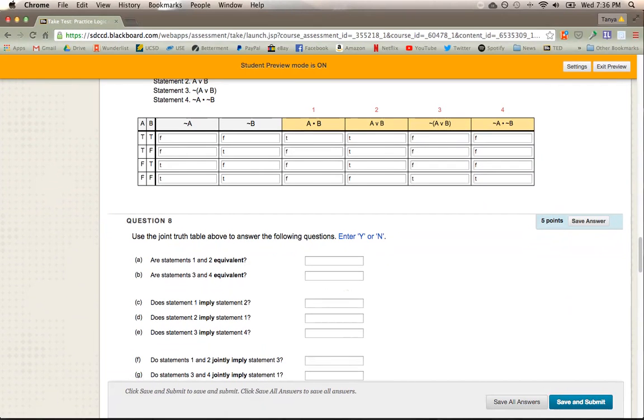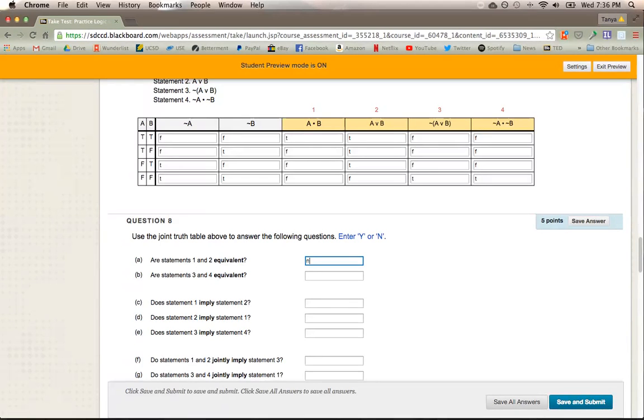Okay, so are statements one and two equivalent? What does that mean? That means they have the same truth value on every row. So we can already see here's row two, where one is F and the other is T. So no, they don't have the same truth value in every row. They're not equivalent. They're true or false in different cases.